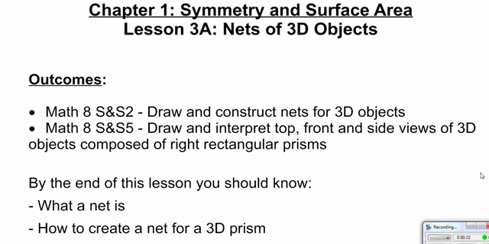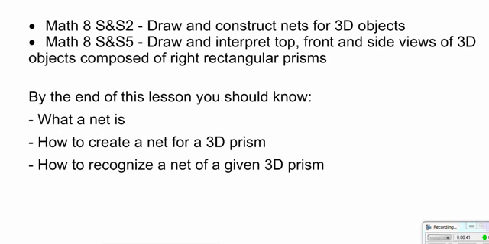So for lesson 3A, I've asked some of you to watch this lesson to get a little bit of review from Math 8. If you can see on the outcomes, we've got some Math 8 outcomes for drawing nets, and then using nets to interpret a net to build a 3D object. By the end of this, I want you to know what a net is. Hopefully you remember that, and I don't mean like a fishing net. I want you to know how to create a net for a 3D prism. So I might give you a shape and ask which net matches it, or I might give you a net and ask which prism it matches.